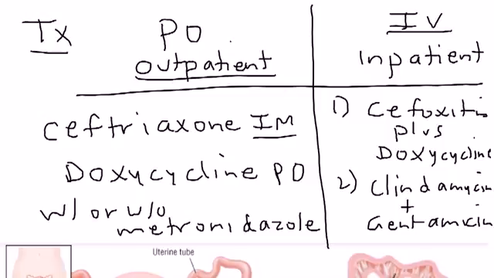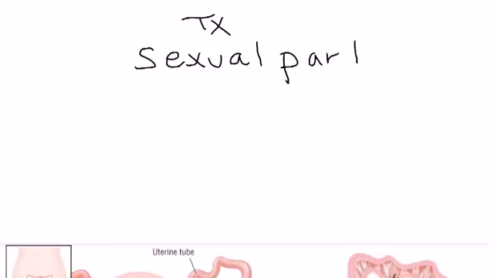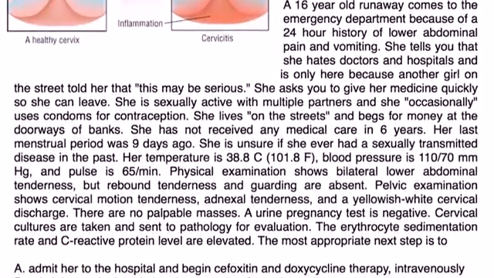And then finally, the last thing I'd like to mention before I get into some vignettes is that you have to treat the sexual partners as well, because this is an STD, so most likely it was sexually transmitted. So you have to tell the patient to inform their sexual partner that they need to be tested and treated as well. Okay, so now we have a couple of vignettes here, and here we go.